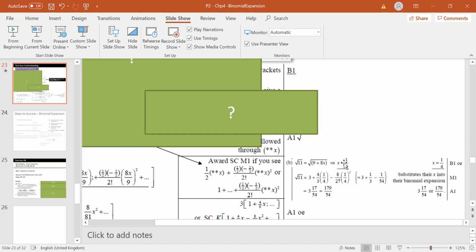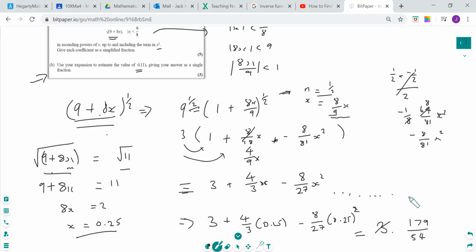So what did we get the marks for? We got the marks for finding the quarter. We got the marks for substituting it in. I suppose because it was a quarter, we could have manipulated it that way, but I don't see that we would have lost any marks there. Okay, so 179 over 54 is an approximation.